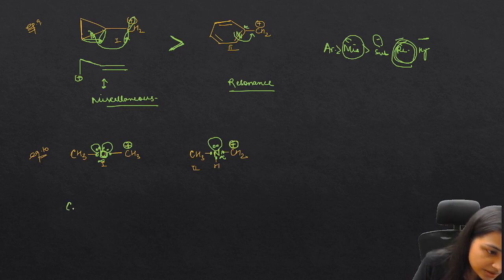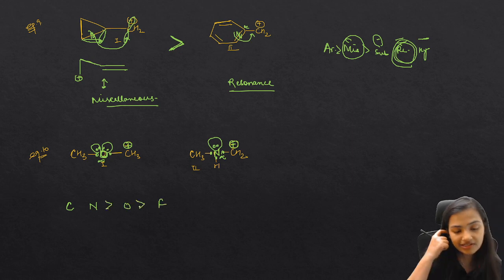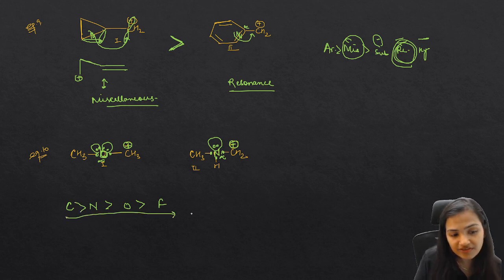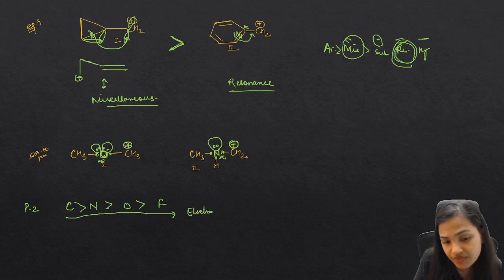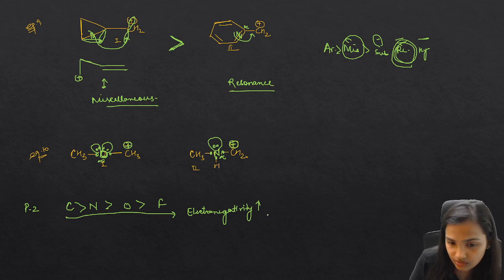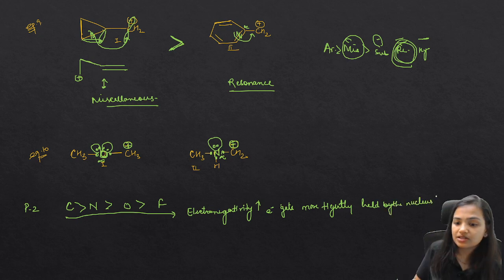Basically, guys, we must know carbon, nitrogen, oxygen, and fluorine. Nitrogen is a better nucleophile than oxygen, than fluorine. Why? What's the reason? Because as we go from left to right in period number 2, the electronegativity is the factor. As the electronegativity increases, the electron cloud gets more tightly held by the nucleus.